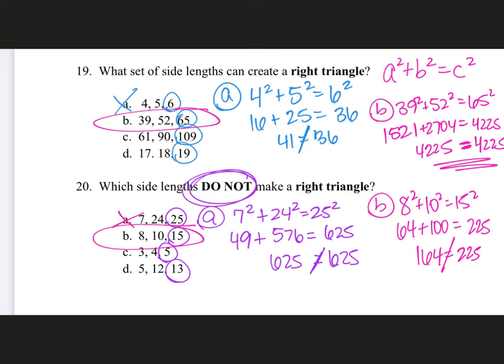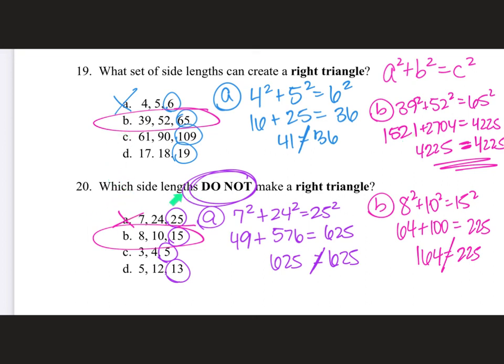When you look at B, again, 65 is your largest. So 39 squared plus 52 squared equals 65 squared. 39 squared is 1,521. 52 squared is 2,704. 65 squared is 4,225. And so when I add these up here, I actually get 4,225. So it matches the other side, which means B is our answer.